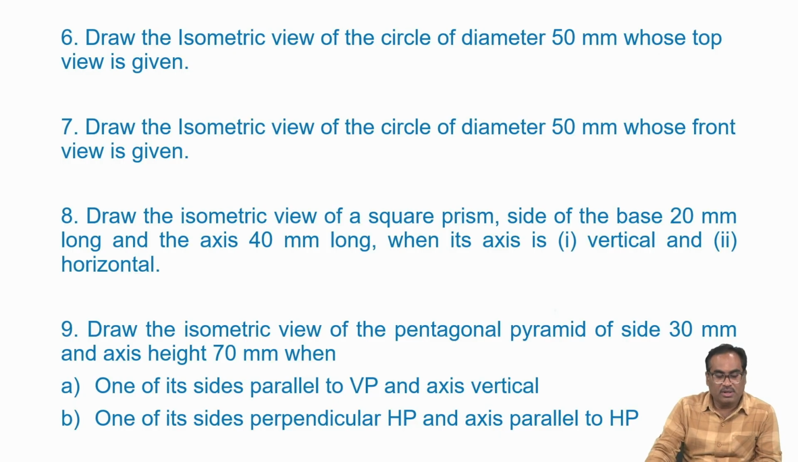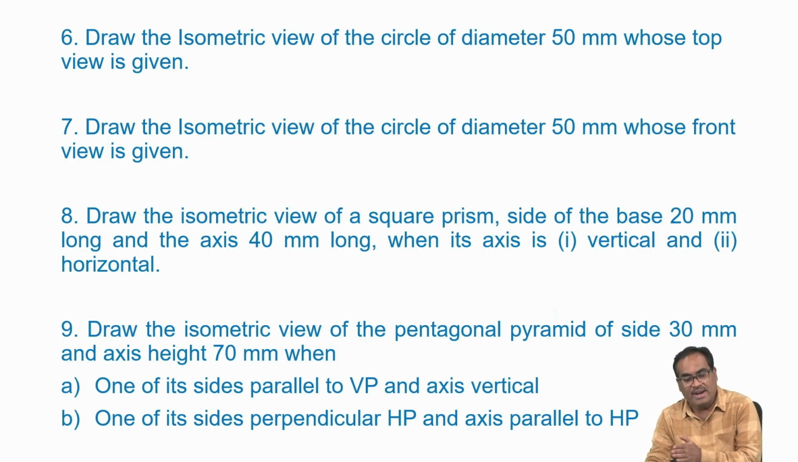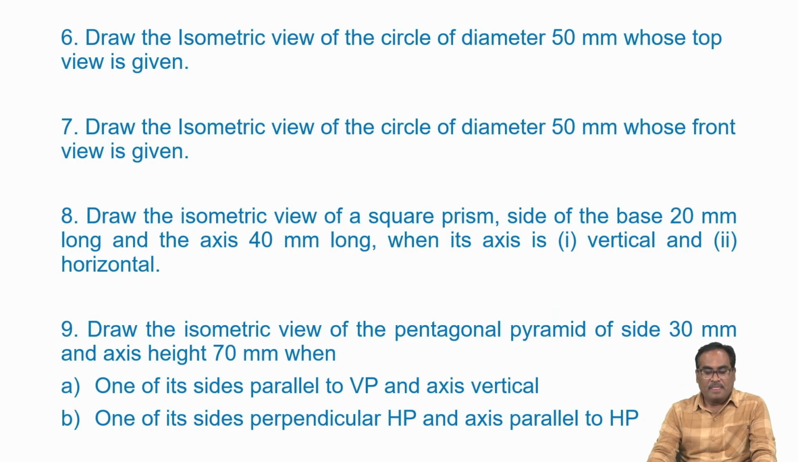Yeah, so coming to the ninth problem. Draw the isometric view of a pentagonal pyramid of side 30 mm and axis height 70 mm when one of its sides is parallel to VP and the axis is vertical, and when one of its sides is perpendicular to HP and the axis is parallel to HP. So these are the two problems. So as I said, as it is a pentagonal pyramid, first of all a pentagon. So you cannot directly draw the pentagon on the isometric axes. So you are supposed to draw the pentagon and enclose it in a box.